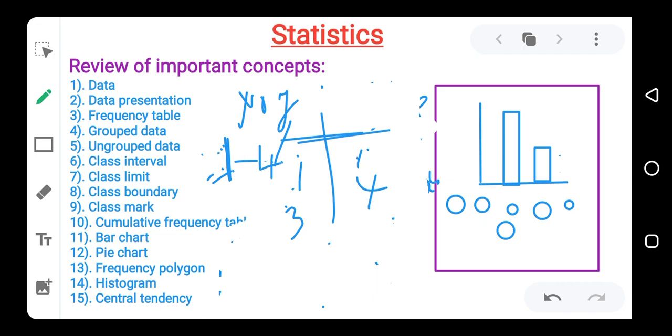Anything 4.1, you can still take it as 4. 4.2, you can still take it as 4. 4.3, you can still take it as 4. 4.4, you can still take it as 4. But 4.5, you can approximate it to mean 5. So 5 is no longer within this class interval, so it is out of it. So that is the smallest thing you will approximate to leave the class interval. That is the class boundary.